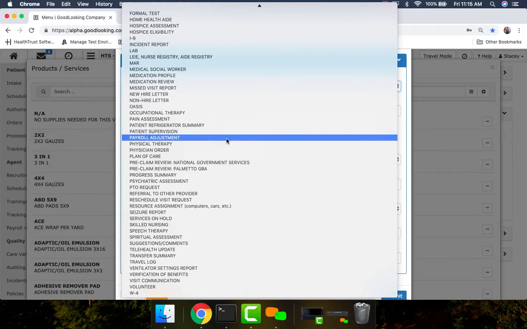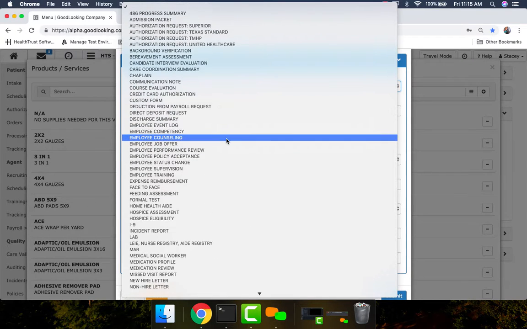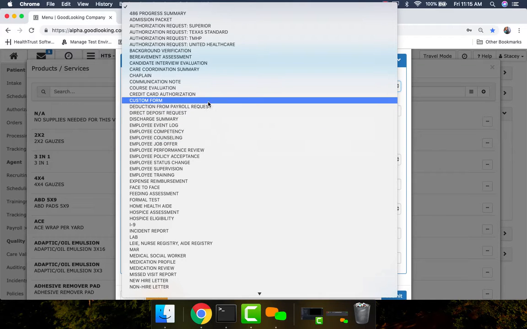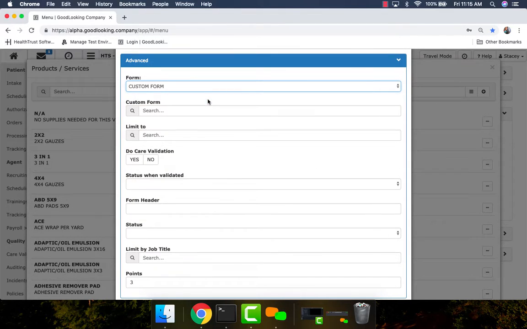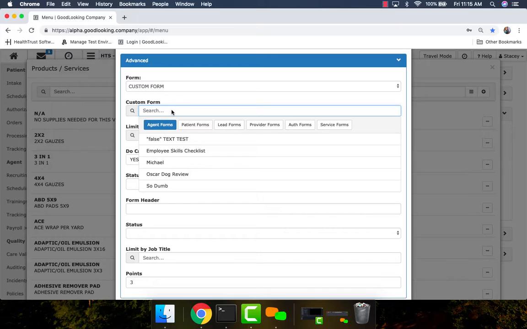So I'll let you guys look through that list of forms, but also know that you do have the ability to create your own custom forms within the software, and you can include those as the option as well. So you do have employee, patient, lead, provider, authorization, and service form types that you can create.